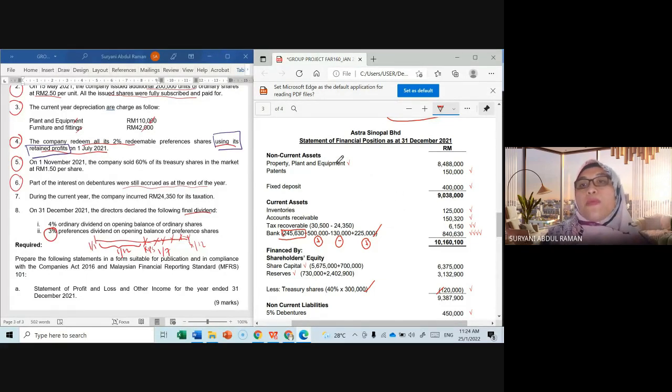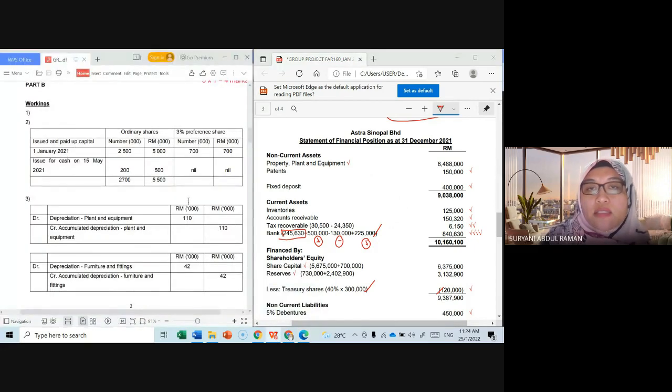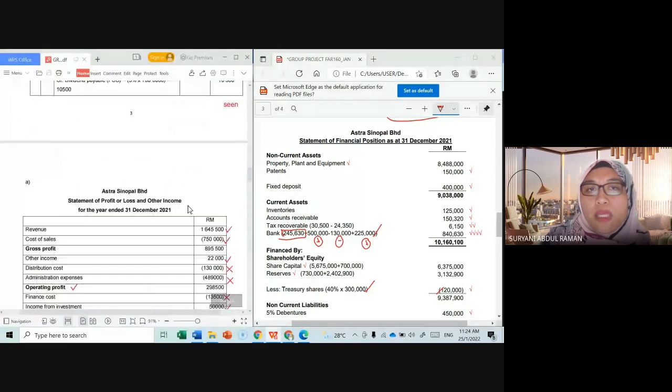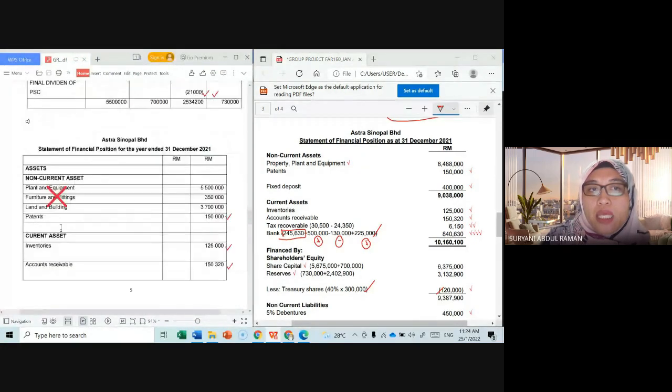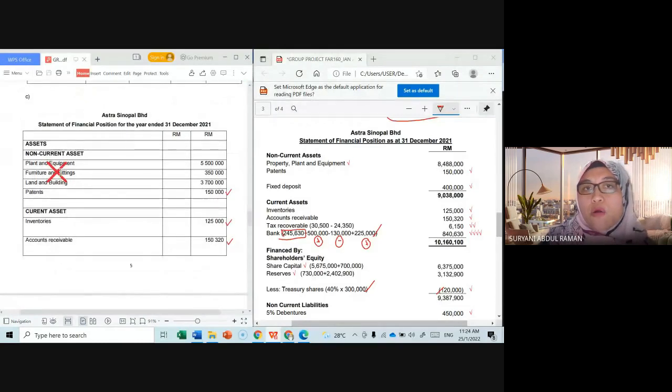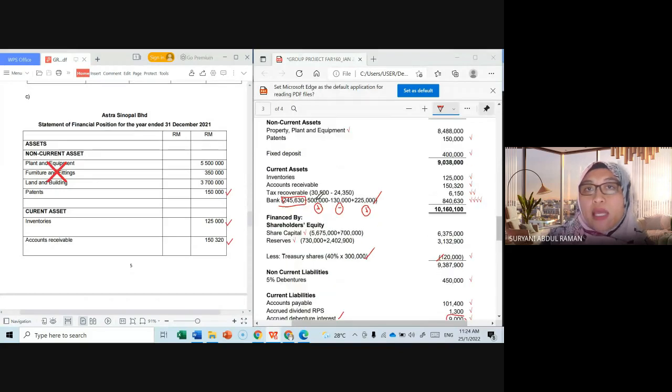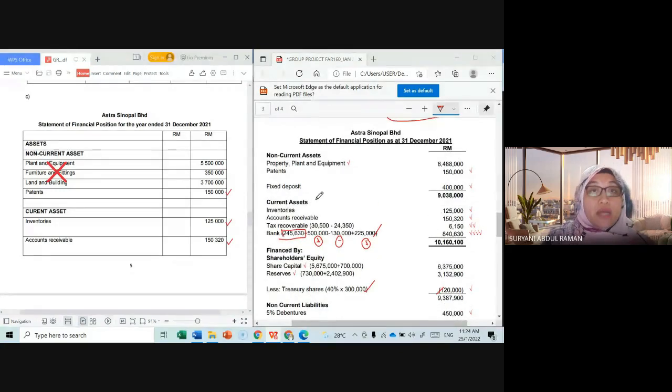So we start with the PPE. Now again, group 1, please take note, you are still using the old format. Old format ni maksud saya is not belong to company. Okay, nampak ni? I do put wrong here. You have to present based on the format as per Companies Act and MFRS.